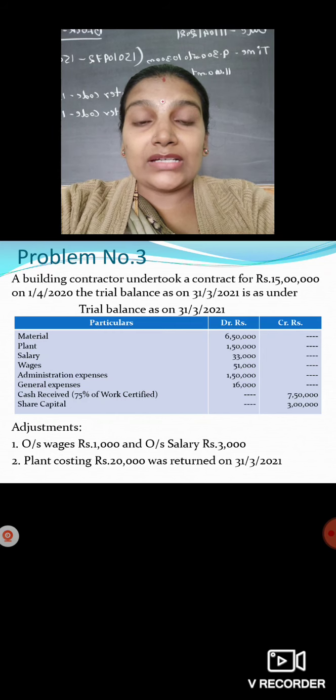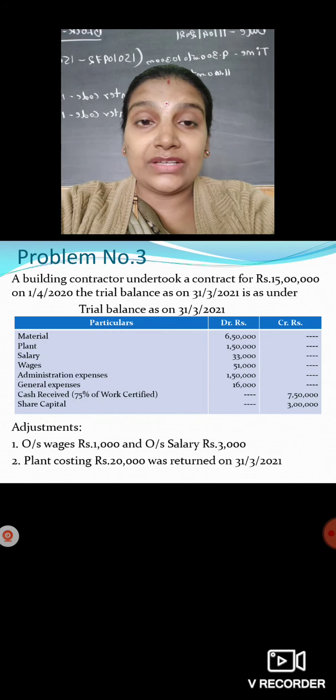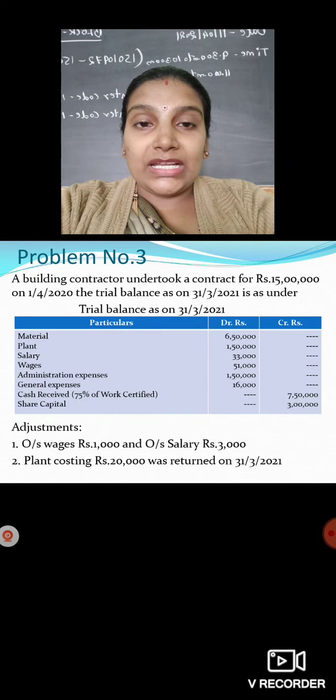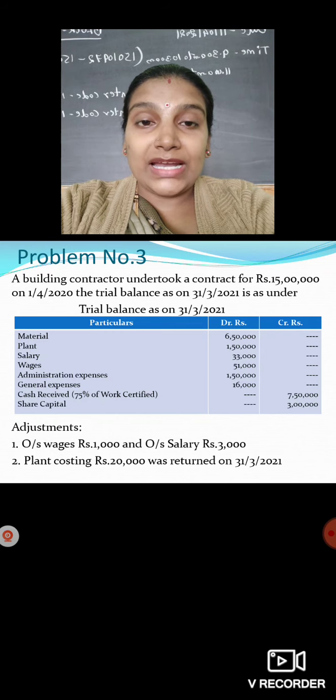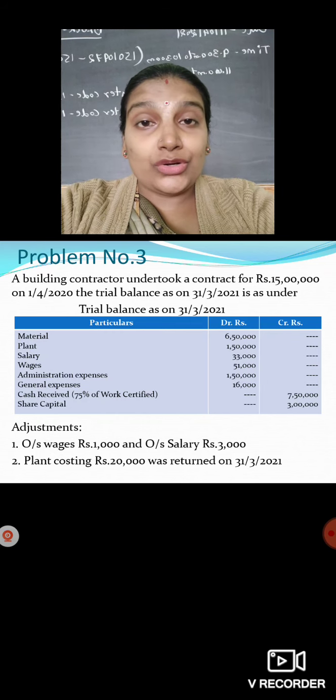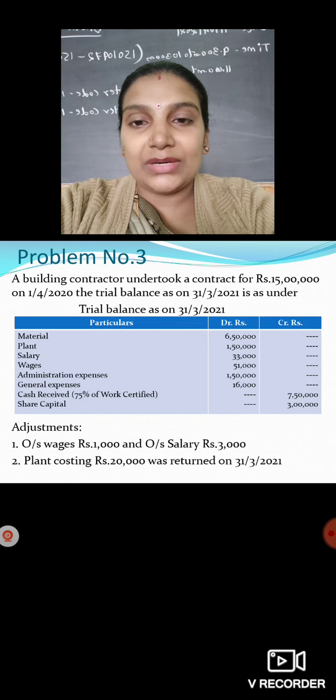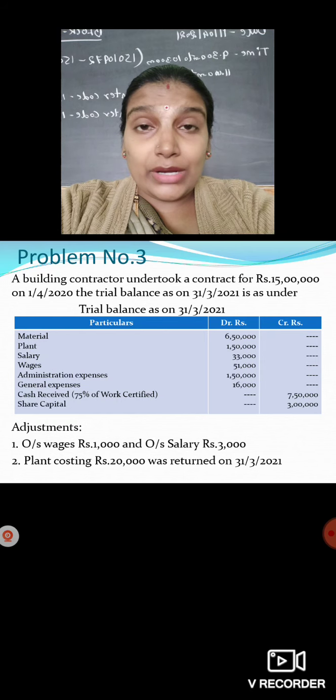A building contractor undertook a contract for rupees 15 lakh on 1/4/2020. The trial balance as on 31/3/2021 is as under. Okay, material they have given 6,50,000, plant 1,50,000, salary 33,000, wages 51,000, administration expense 1,50,000, general expense 16,000, all of which you should record directly in the contract account debit side. And cash received, which you are going to record directly in the balance sheet asset side, and share capital on the balance sheet liability side.